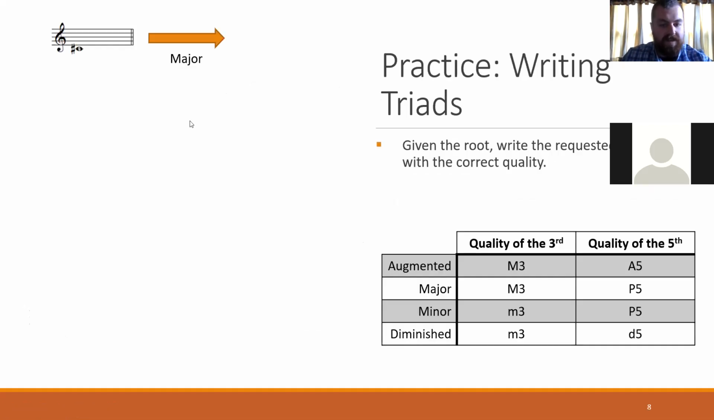So let's now write some triads. We'll do the exact same thing, but now instead of identifying them, I'm going to give you the chord quality, and I want you to write the notes above, depending on what I'm asking for. In this case, I'm asking for major. So take C sharp and turn C sharp into a major chord over here. Go ahead and take a minute for this first one.